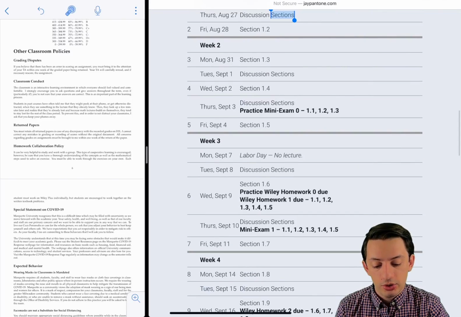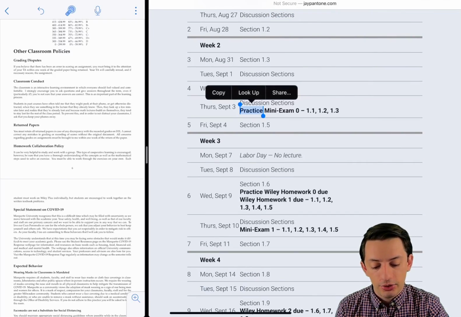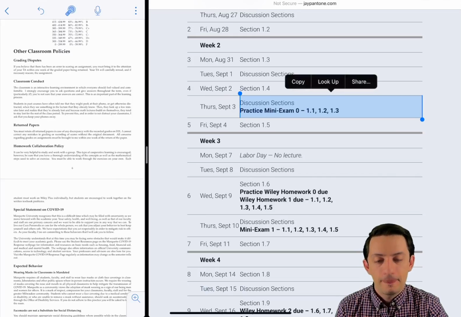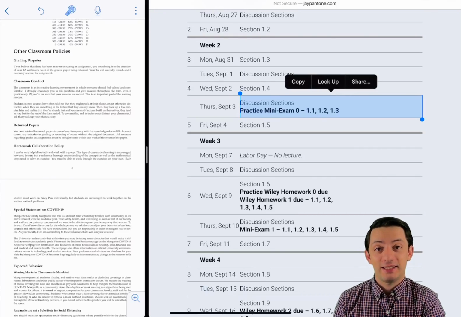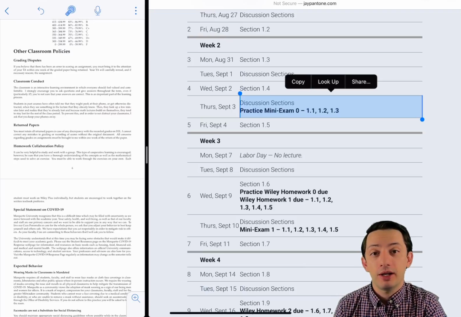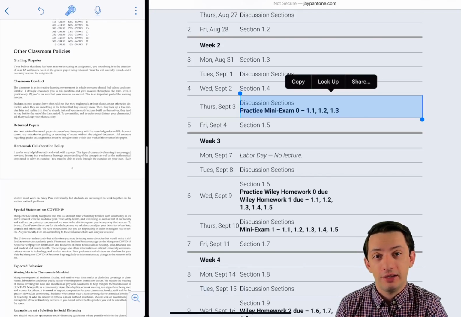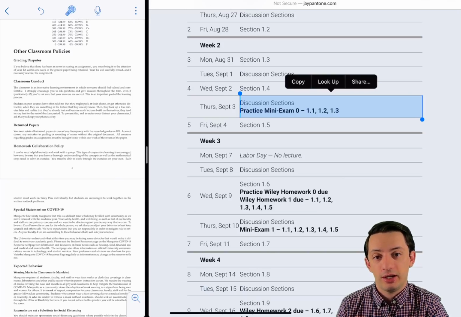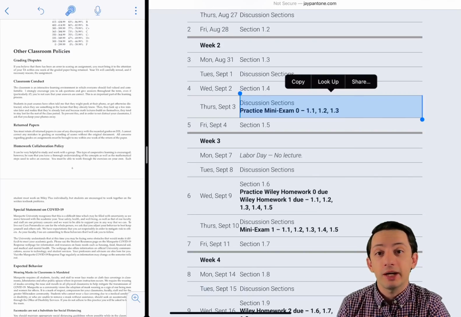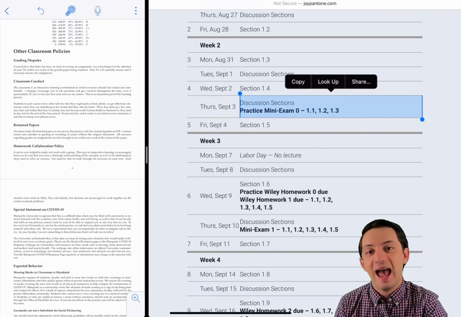Moving on to week 2, you'll see that on Thursday, September 3rd, you have your first mini exam. Now, this is important. This is a practice mini exam. This will not be graded, well, we'll grade it, but it won't count for anything. This is just to give you a feeling of what the mini exams will feel like. So you'll do it in class, we'll collect it, we'll grade it, we'll return it, but it won't count at all. It's not the one that's dropped, it's exam 0. There will be 11 after this one.